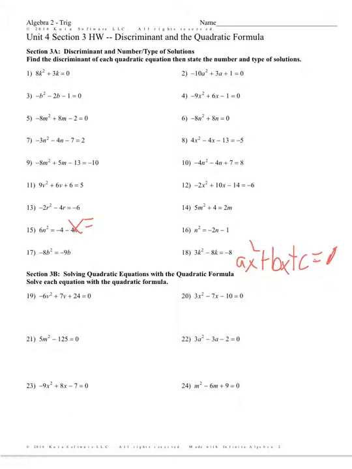x equals the opposite of b plus or minus the square root of b squared minus 4ac, all over 2a. And that's on your reference sheet that you can use for quizzes and tests. So let's focus in and do number 19 here.